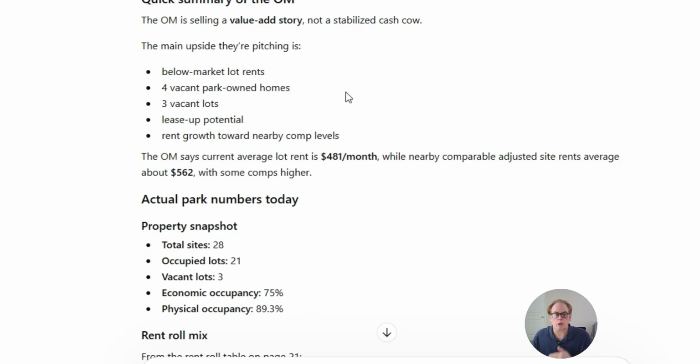It's below market rents, it says. It's 4 vacant park-owned homes, 3 vacant lots. What this does, folks, is get you to a yes, a no, or a maybe quicker than you could ever think possible. Okay, so that's what my analyzer does.